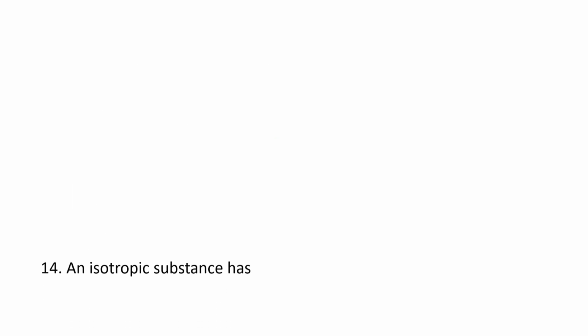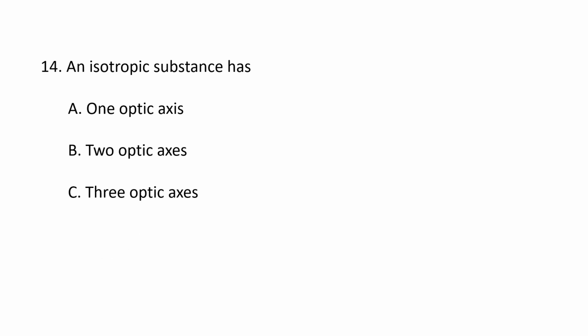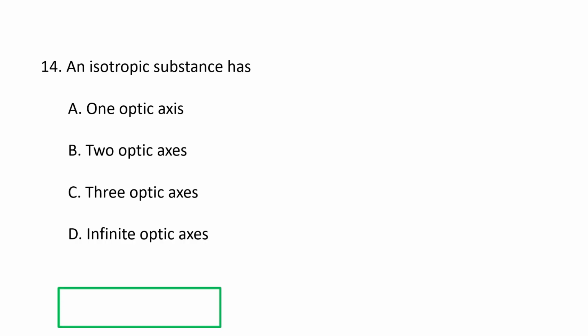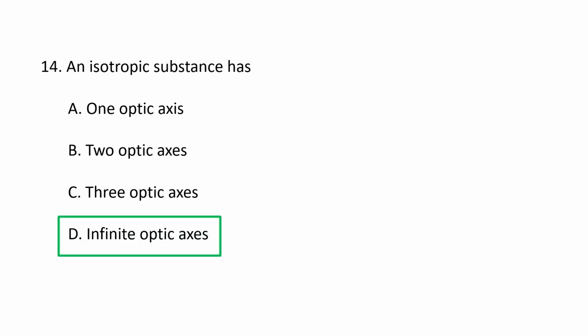Next question. An isotropic substance has A. 1 optic axis, B. 2 optic axes, C. 3 optic axes, and D. Infinite optic axes. An isotropic substance has infinite optic axes.